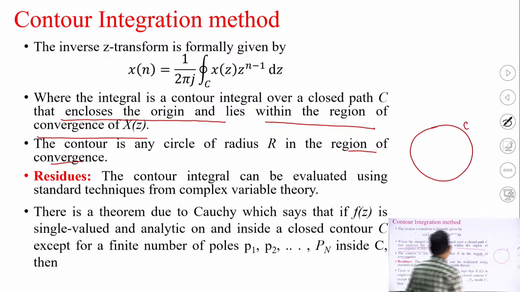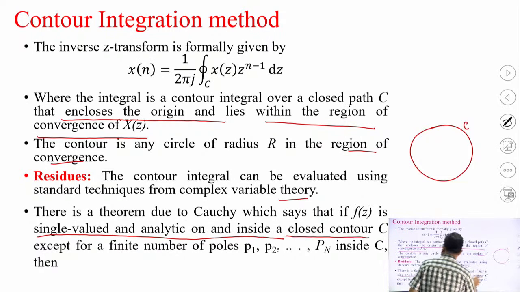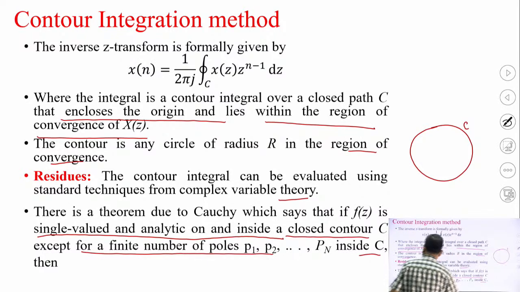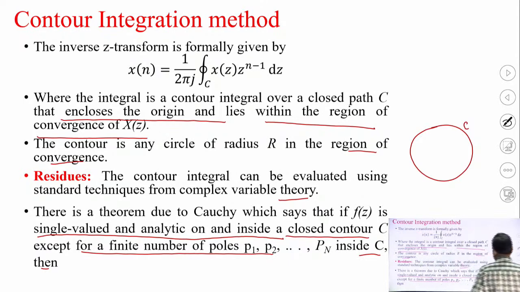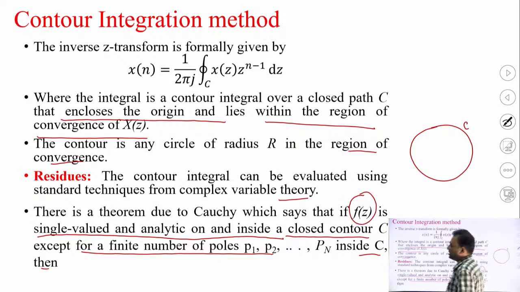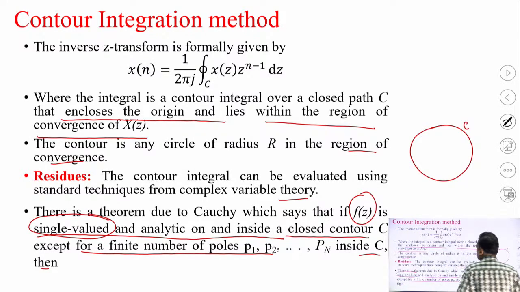The contour integral can be evaluated using standard techniques from complex variable theory. According to Cauchy's theorem, which we have already studied in mathematics, if f(z) is single valued and analytic on and inside a closed contour C except for a finite number of poles inside C, then... First of all we have to take a function f(z) which needs to be analytic. Analytic functions are those which do not pass through singularities or poles, and it should also be single valued. If it is not single valued, we will not get a closed path when we do the mapping.